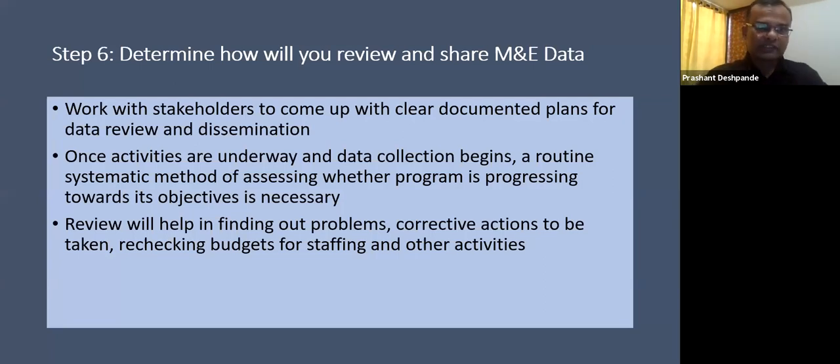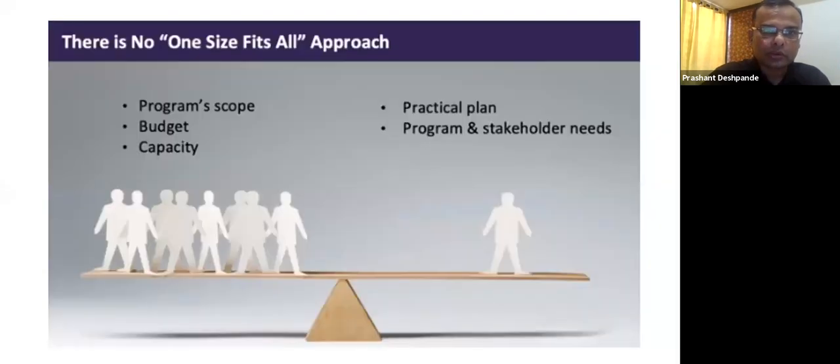Okay, now these are the 5 steps, but again reiterating, step 6 will determine how you will review and share the M&E data. So we have to work with the stakeholders to see how we are progressing, what the gaps are. If there are any gaps, then we have to recheck whether we want to reallocate the resources, time frame, the budgets, maybe staff patterns. So this document is a living document and we have to review it at regular intervals to see whether we are progressing to achieve our objectives or goals or not.